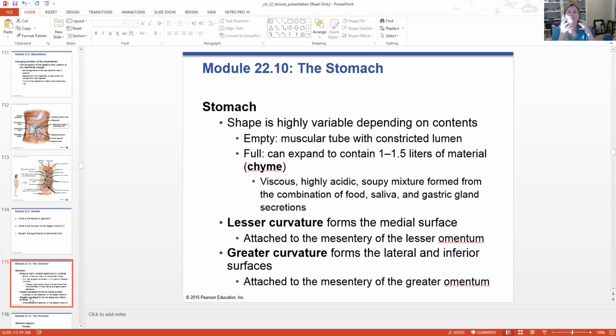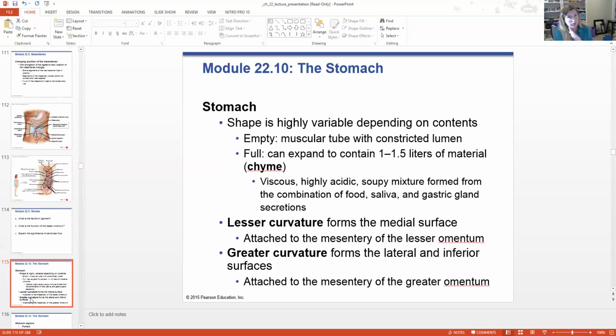This is the partially digested product formerly known as food, right? That's what this is. This is that chewed up wad that we swallowed and is now mixing with digestive juices. We call it chyme. It's viscous, it's acidic, it's soupy, right? And it's formed from the combination of saliva and food and all of the gastric gland secretions.